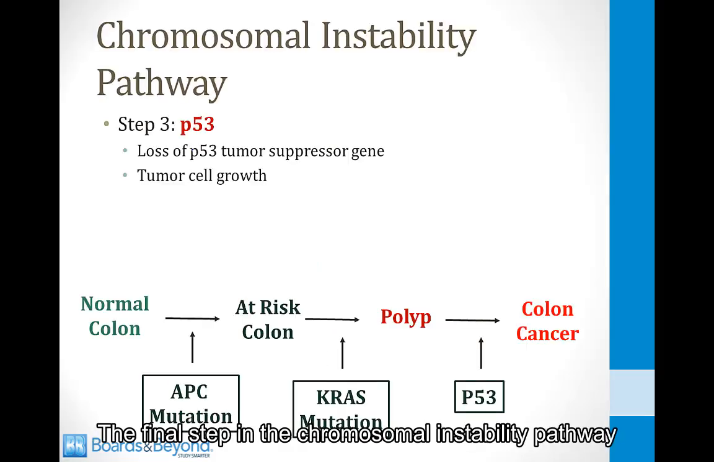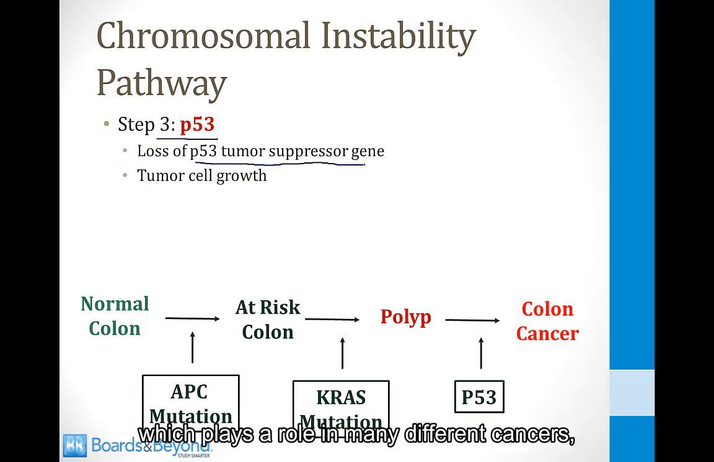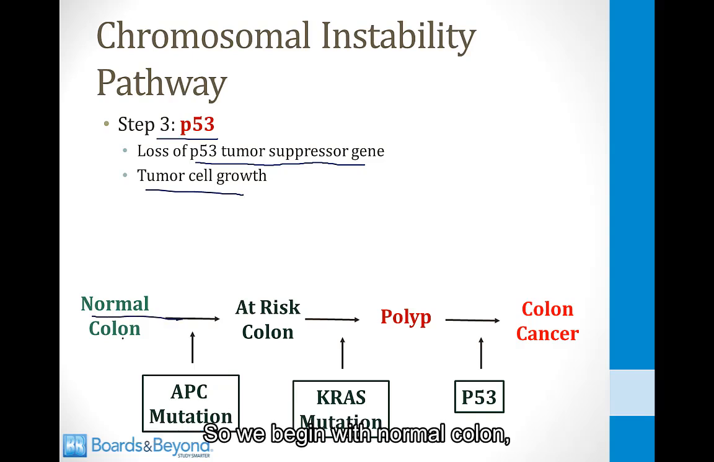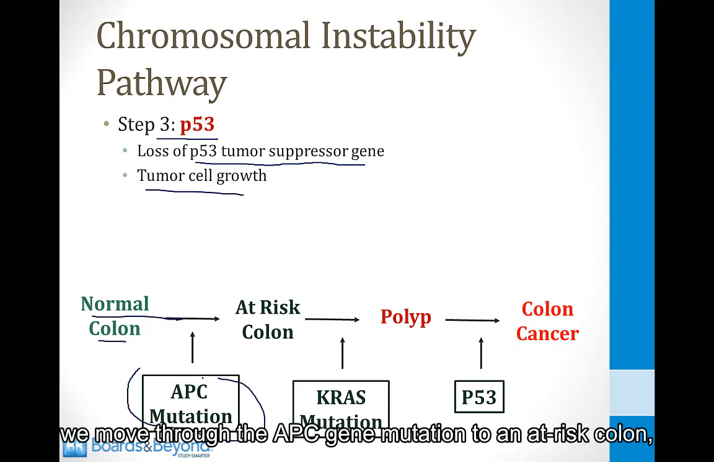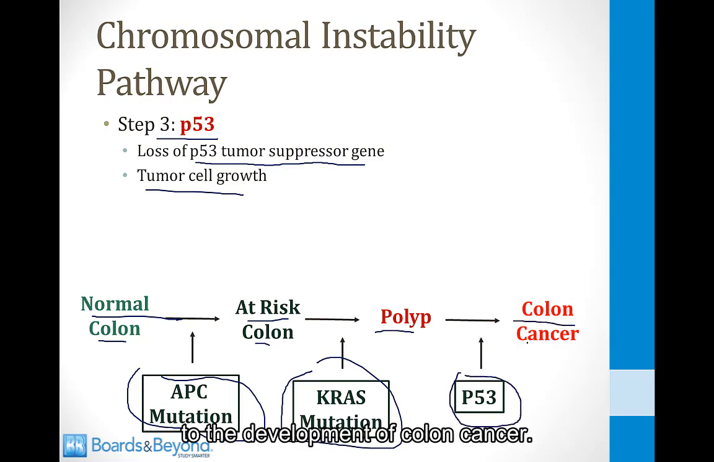The final step in the chromosomal instability pathway involves the p53 gene. p53 is a tumor suppressor gene which plays a role in many different cancers, including colon cancer. Once p53 acquires a mutation, there can be tumor cell growth, and I've shown this at the bottom of the screen. So we begin with normal colon, we move through the APC gene mutation to an at-risk colon, we then acquire a KRAS mutation and we can develop polyps, and then finally there's a p53 mutation which leads to the development of colon cancer.